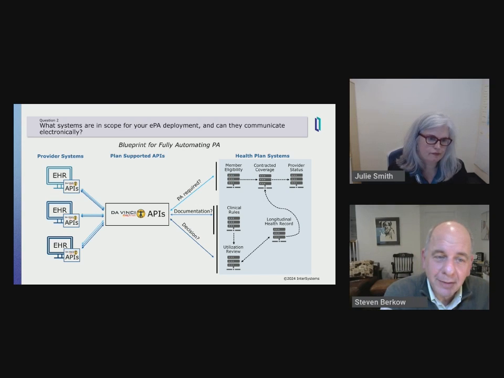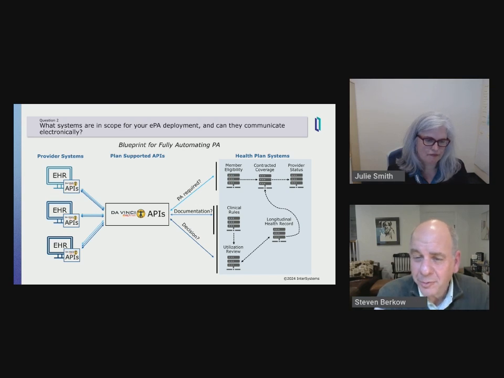So the first thing you have to think about is, even if the rules are saying on both sides that you have to have Da Vinci-based APIs, we still have to think about who is intermediating this conversation between the provider side APIs and the plan side APIs. No regulations on that yet.